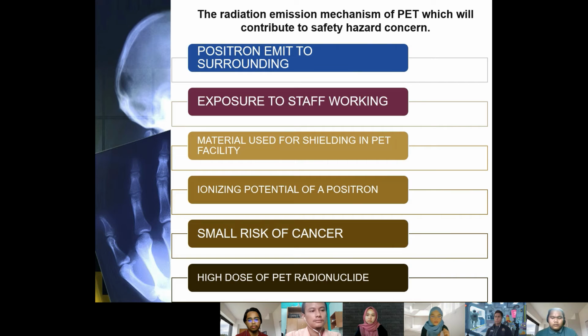So the next point in the second part will be continued by Afifah. Okay, thank you, Ainiena. I'm Afifah. I will continue to the other point in part 2, which is the ionizing potential of a positron.